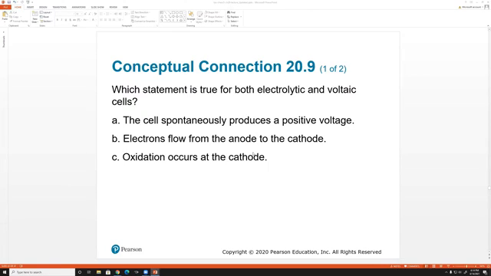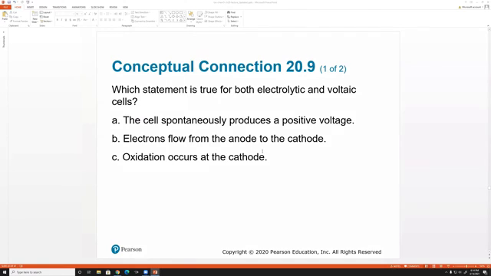And the reduction is always happening at the cathode. But which metals are the anode and which ones are the cathode, that varies based on if it's a voltaic cell or an electrolytic cell.